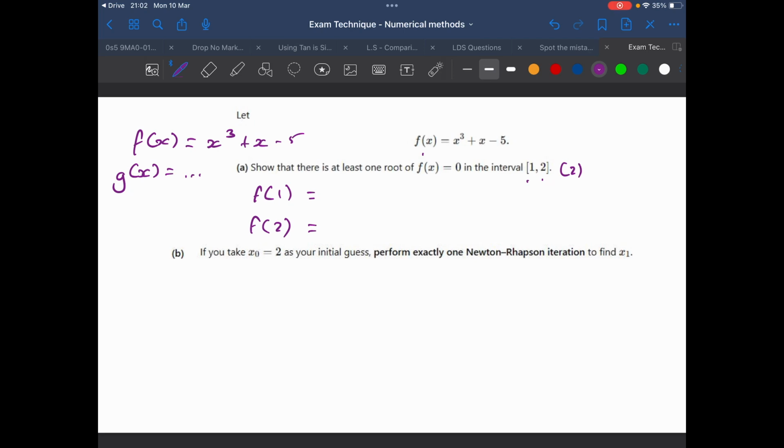So f of 1 is going to be, well, I'll just quickly write that one out. It's going to be minus 3. Okay, so that's with 1 substituted in. And for the other one, with 2 substituted in, is going to give me an answer of 5.